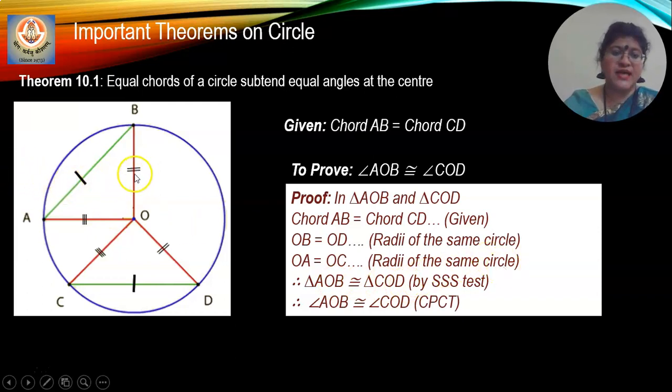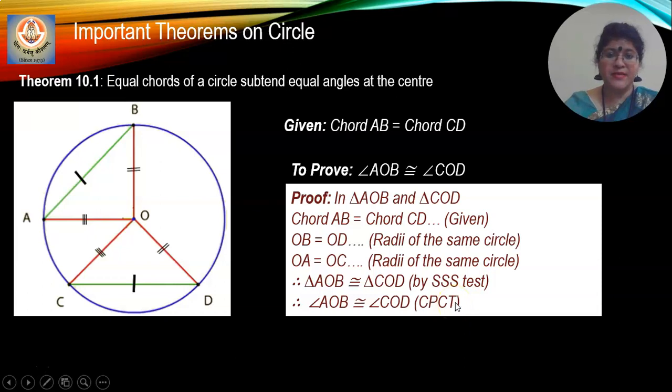Now the 3 sides of one triangle are congruent to the corresponding 3 sides of another triangle. Therefore, the 2 triangles will be congruent by SSS test. And students, these tests of congruency you have already learned in grade 7. Now, the 2 triangles are congruent by SSS test. Therefore, angle AOB is congruent to angle COD because they are the corresponding parts of congruent triangles.